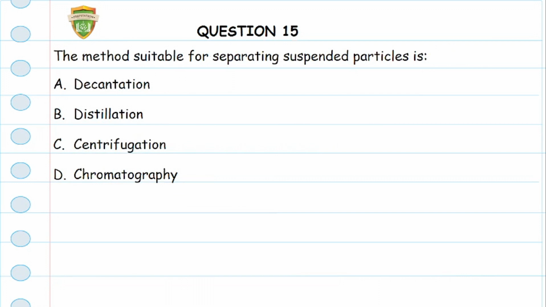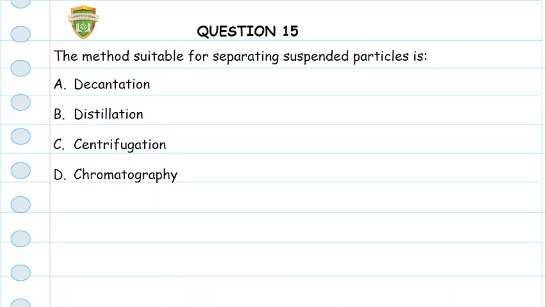Question 15. The method suitable for separating suspended particles is. Now, chromatography is a mixture separation method where you identify the various components of a mixture, as used when you're trying to get the pigments in plants and in the leaf, in biology. So that rules it out. Now, distillation is removing the impurities, especially used in water, so that's where you hear about distilled water. That's water which has all its impurities removed. So that is wrong. And then we have decantation.